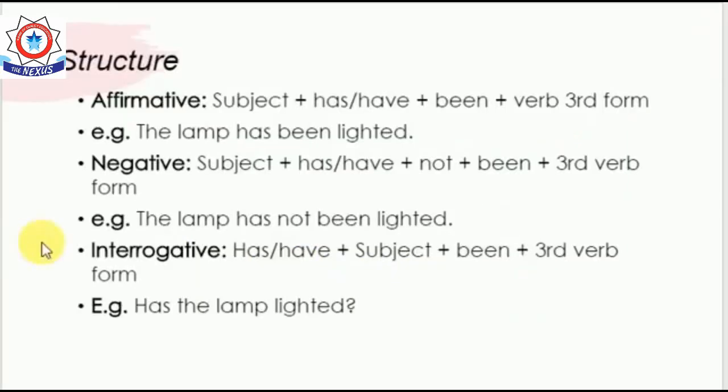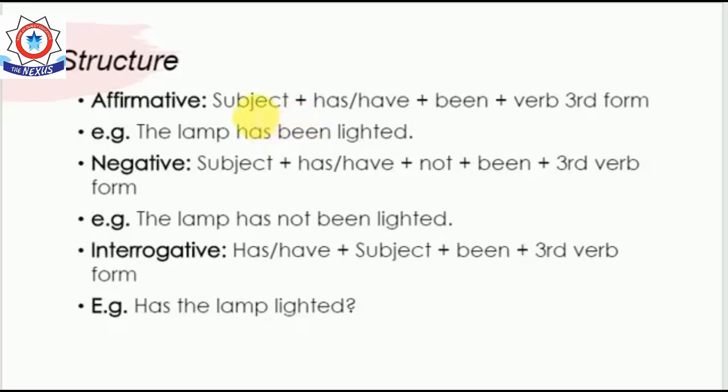Okay, what would be the structure of passive voice? Subject, has, have, been, third form of verb. Now what is the difference between the active voice and the passive voice? We all know that in the passive voice we used to have the object at the start and the subject at the end. But here, of course, this subject is object. As we are writing the perfect passive tense, we always have the object at the start.